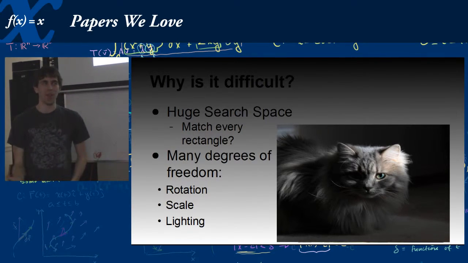But even worse than that, as in the previous example, there's more degrees of freedom than just where it is in the image. You also have to take into account the rotation of the object in the image. You have to take into account the scale of the object, whether you're closer or farther away from the object than it is in the template. And furthermore, lighting can be an issue, because lighting determines what the color of the object will be. And if the lighting conditions are different from the template to the actual scene that the object is embedded in, then you can't match colors very well.